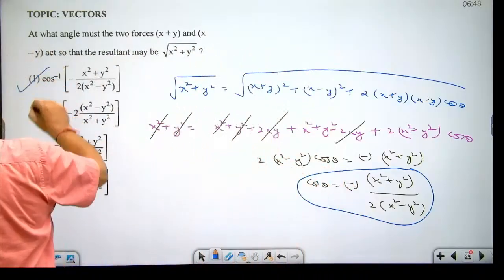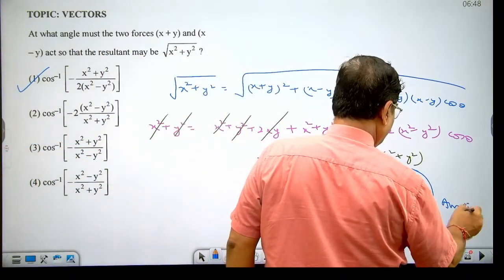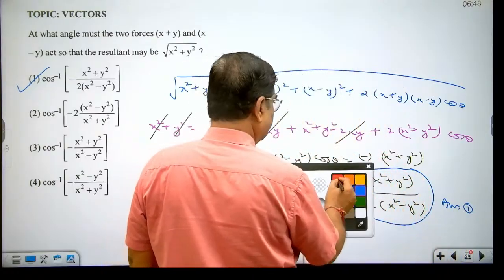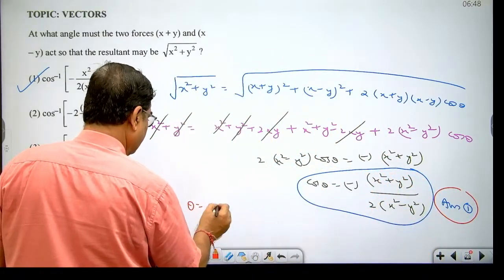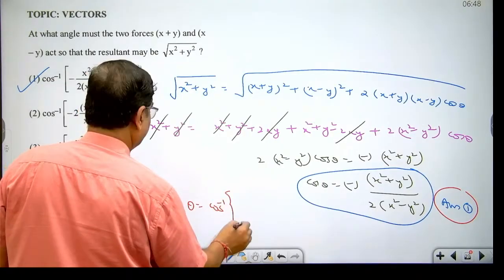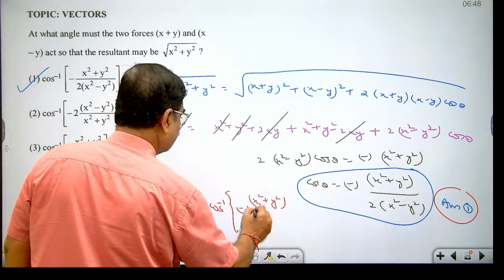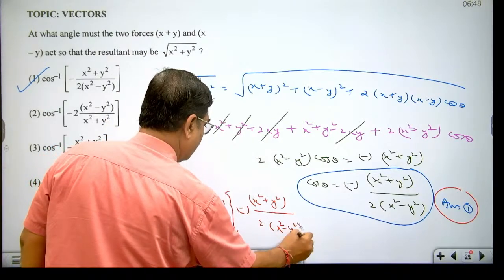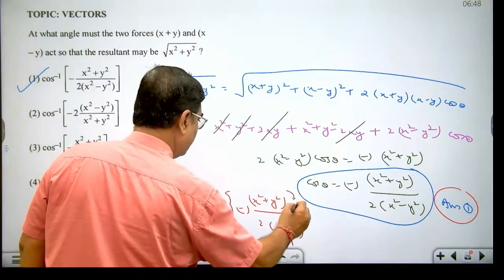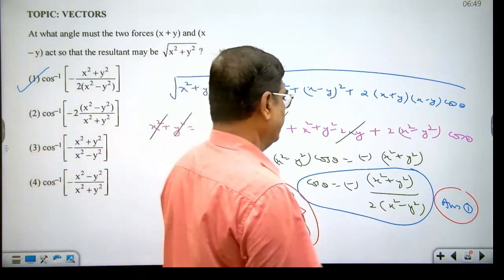So out of 4 choices, the correct choice is option 1. So option 1 is the correct answer. Theta can be written as cos inverse of minus x square plus y square divided by 2 into x square minus y square. Okay, this is the final answer, which is option 1.